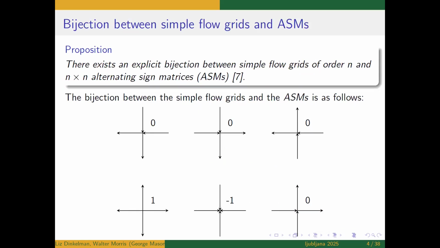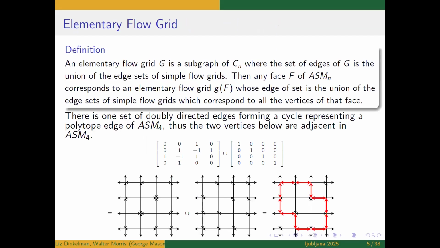So again, we're going to use the 6-vertex model, but this time I want you to notice that the arrows on the 1 all point outward, and the arrows on the -1 all point inwards. So simple flow grids are just a representation of an alternating sign matrix. You see there's a 1 right here, and right here you see all the arrows pointing out. You see a -1 here, and you see all the arrows pointing inwards.